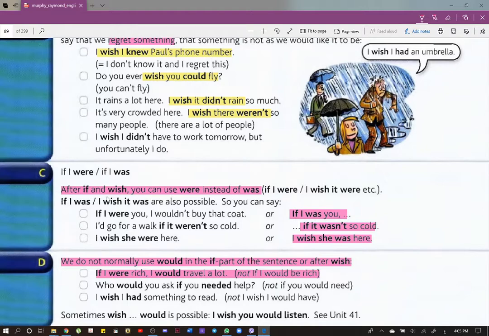So you say after if and wish, not only if, wish, you can use were instead of was. Okay, if I were, or you say I wish it were. But this does not mean that it's wrong to say if I was or I wish it was. But usually we use if I were. Again, why we are using were.